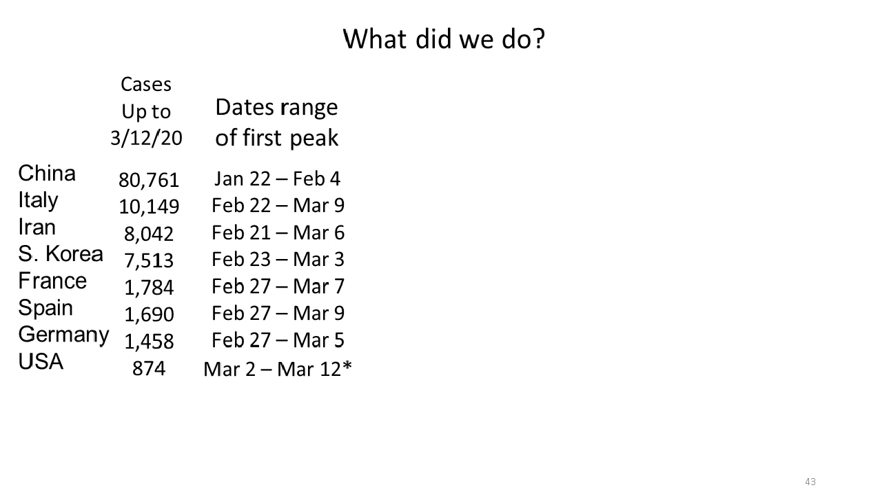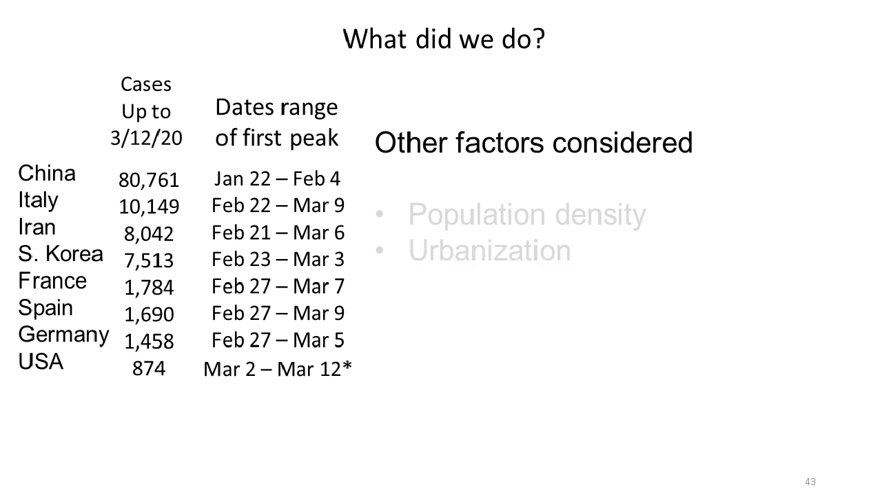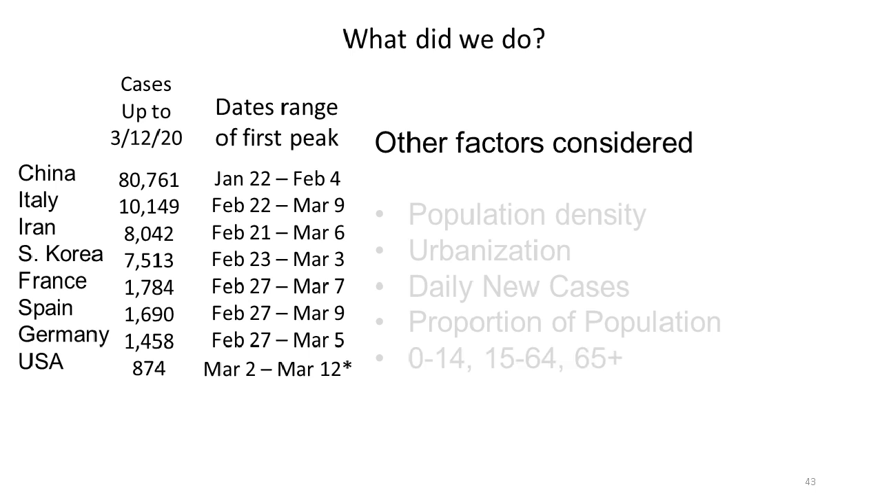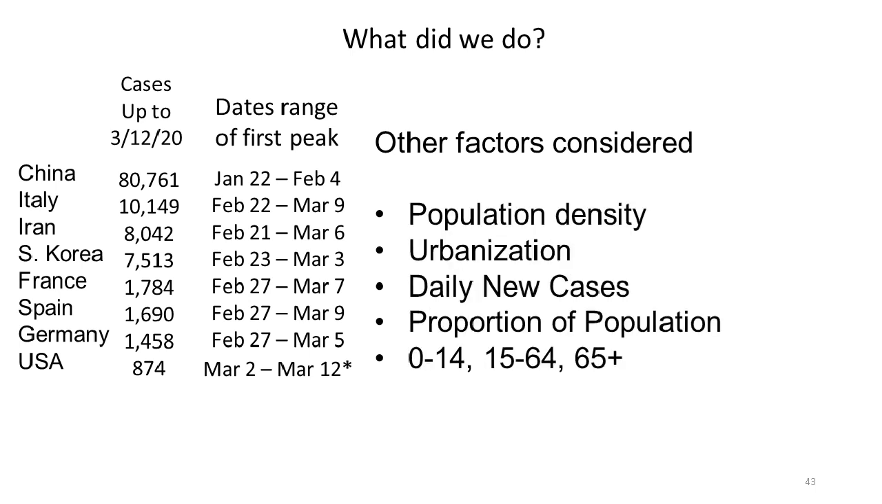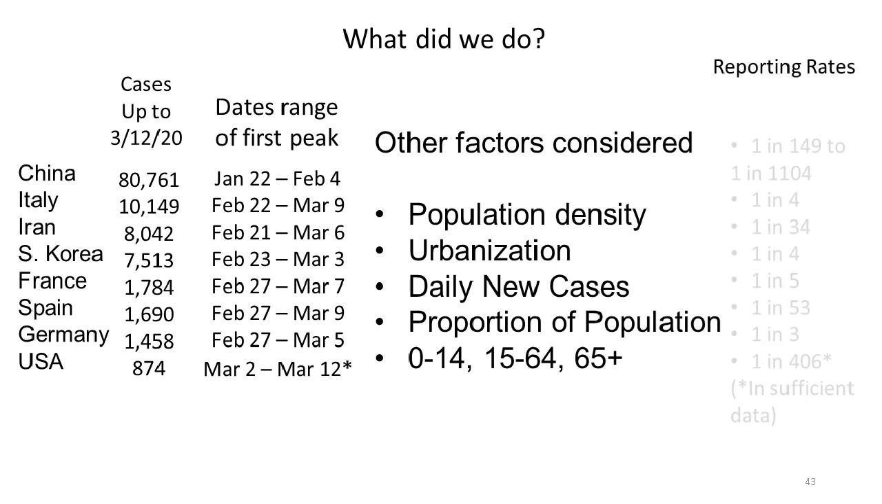Each country, you see, has different peaks, but more or less Italy, Iran, South Korea, Spain, Germany, all the countries follow the same pattern. The first peak occurred within the same interval. And then once we had this data, we also considered the population density, urbanization, daily new cases, and proportion of population in these particular intervals, and then we obtained the ratio between the reported and the total cases. So in this case, for example, for China, we obtained that 1 out of 149 cases is reported, to 1 out of 1104 if we use the Wuhan data to project for the entire country. That's what it looks like. Using the model-based approach, we compared the model-based predictions versus the actual data reported.